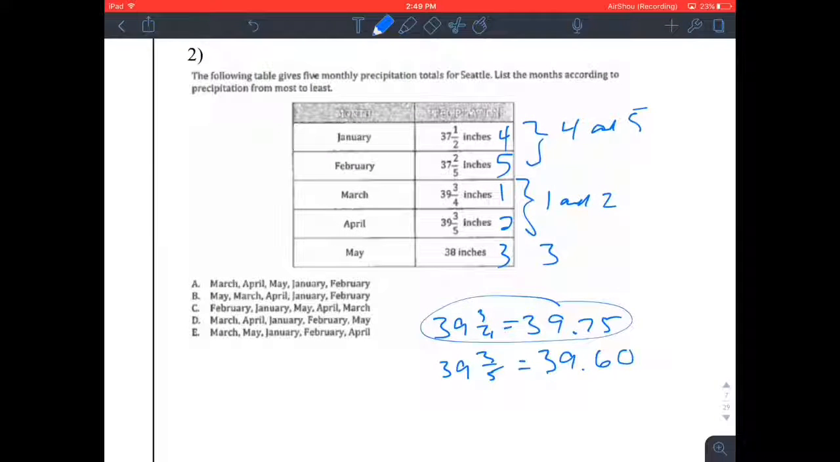Make sure we answer the question right, from most to least. So it should be March, then April, so we got 2 left, March and April, and then May. So there we go. Here's the correct answer.